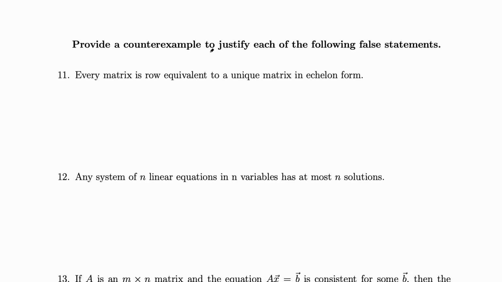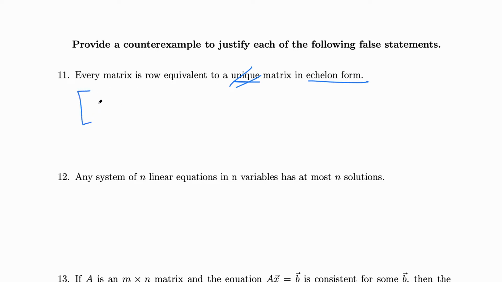Provide a counterexample to justify each of the following false statements. Every matrix is row equivalent to a unique matrix in echelon form. This is false. This is in fact true in reduced echelon form. If we had reduced echelon form, then this should be true. Now, not unique, so we want to make more than one.